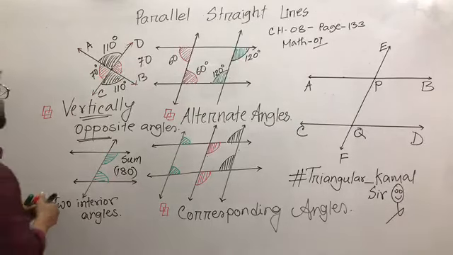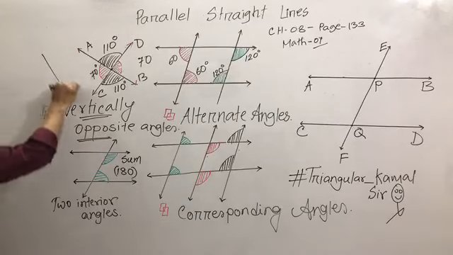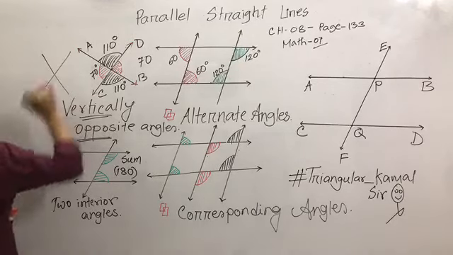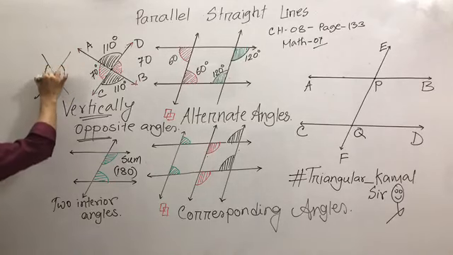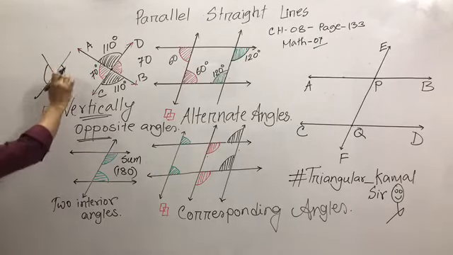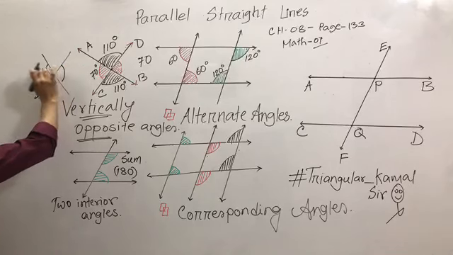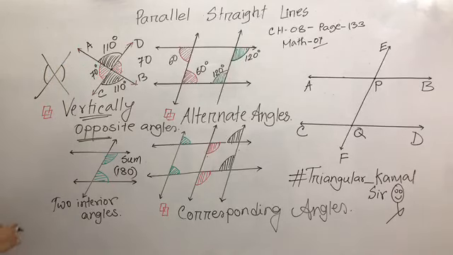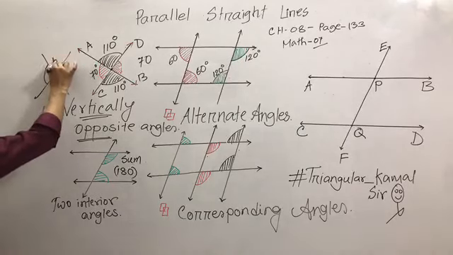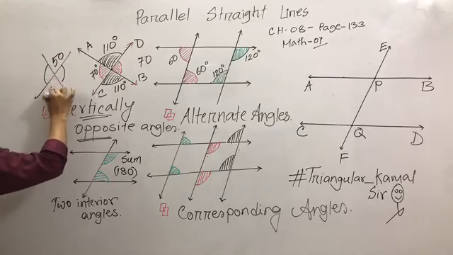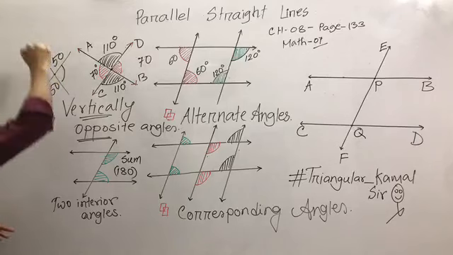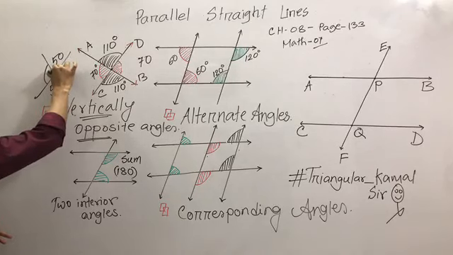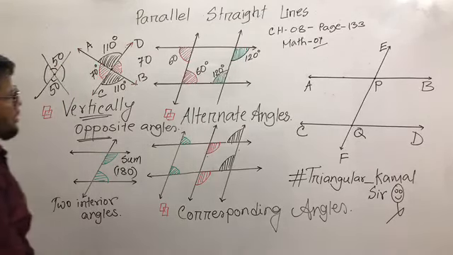And for vertically opposite angles, if we think of this as one line and this as another line, the right side angle is always equal to the left side angle. If this one is 130 degrees, this angle will be 130 degrees. If this angle is 50 degrees, this one will be 50 degrees. So they are vertically opposite angles. Opposite means they have the same vertex and one angle is opposite to another angle.